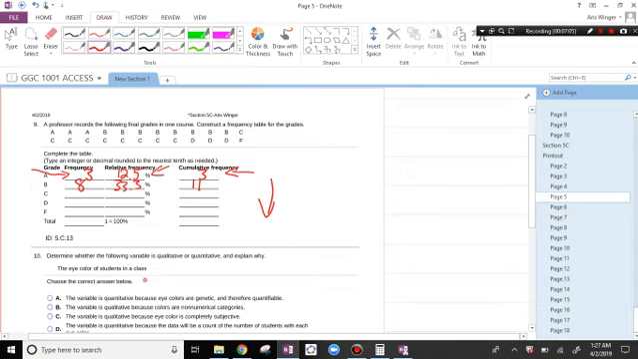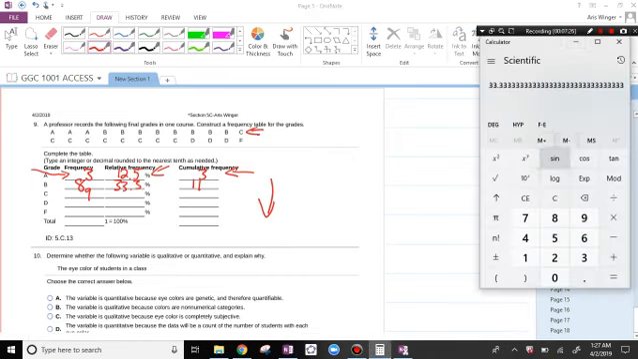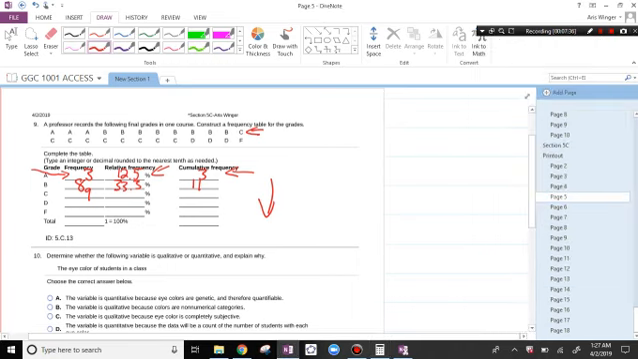Got tons of C's, 1, 2, 3, 4, 5, 6, 7, 8. Oh wait, see, 1, 2, 3, 4, 5, 6, 7, 8. Oh, this one here, 9. That's 9. 9 out of 24 equals 37.5%. That gives me 20.